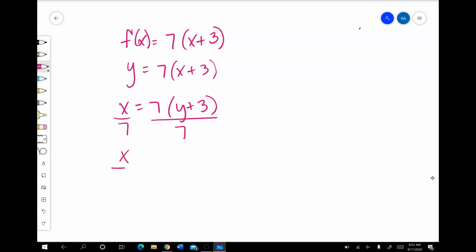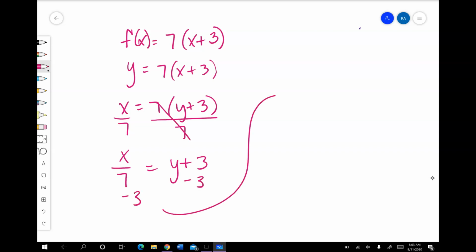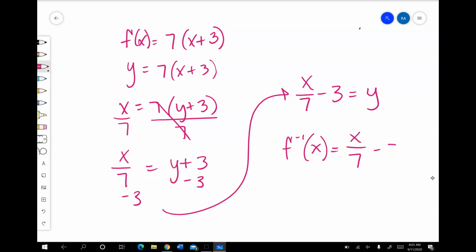And I have x divided by 7 is equal to y plus 3. Then we're going to subtract that 3. And I'm going to come up here. And I now have x over 7 minus 3 is equal to y. Change your y to f inverse of x. And my answer is x divided by 7 minus 3.